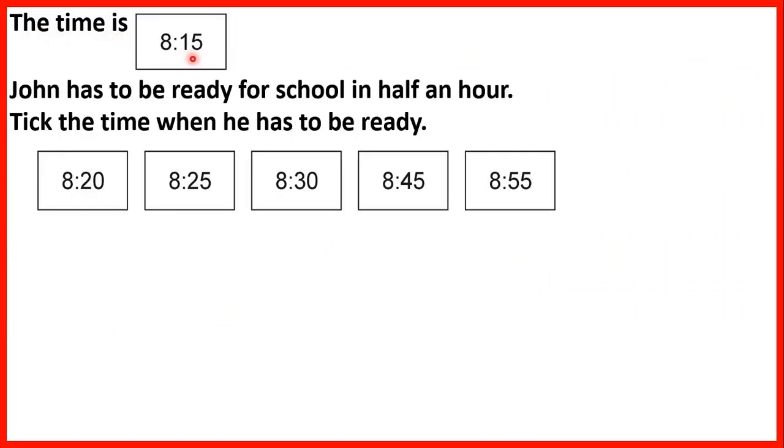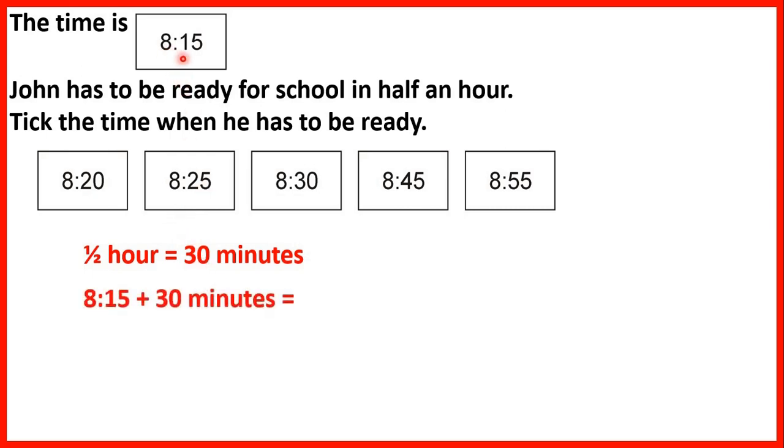The time is 8:15. John has to be ready for school in half an hour. Tick the time when he has to be ready. So half an hour is the same as 30 minutes. That's because 1 hour is 60 minutes and half of 60 is 30. So the time is 8:15, and we want to know the time 30 minutes or half an hour from now, because that's when John has to be ready. So we need 8:15 plus 30 minutes, and 15 plus 30 is 45. So that means he will need to be ready by 8:45.